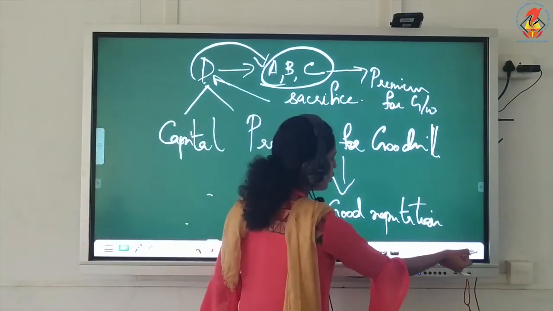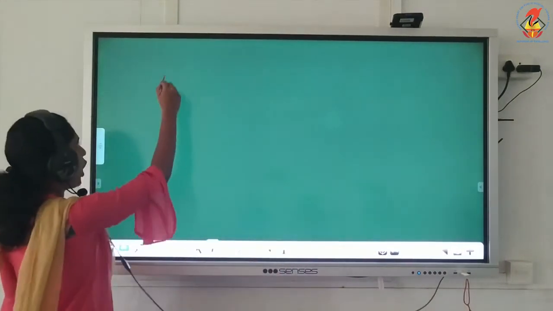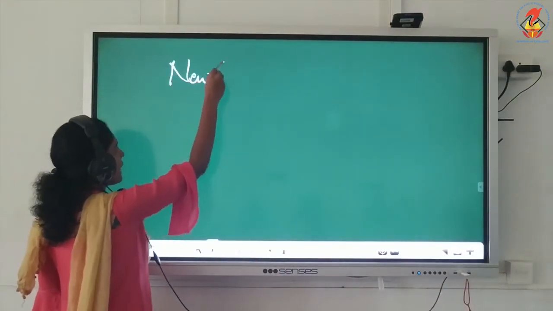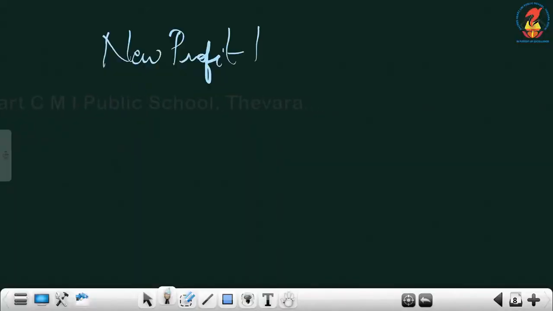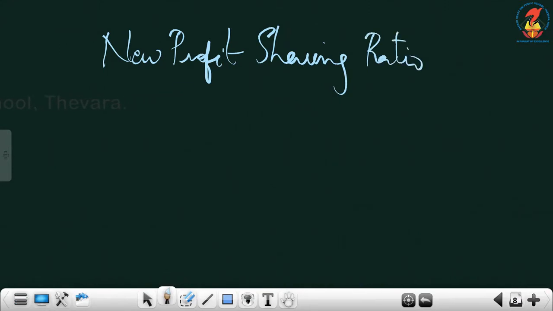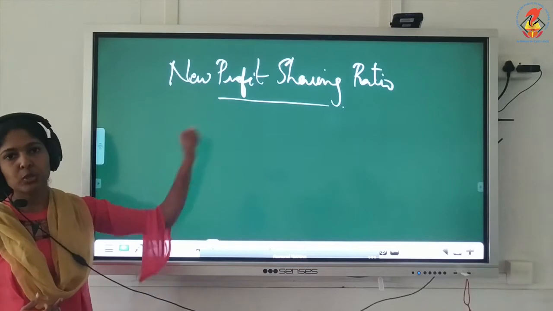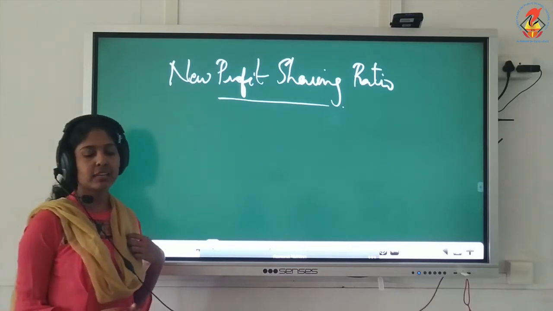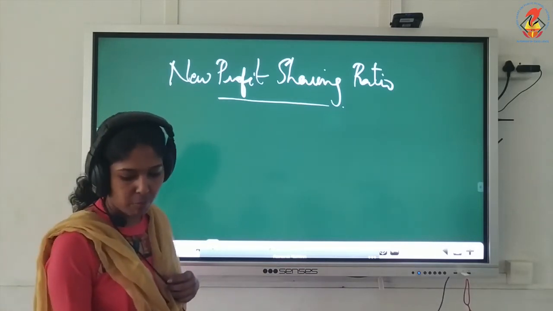Next, what we have to learn is computation of new profit sharing ratio. When a new partner is admitted into your firm, there will be a change in the profit sharing ratio. So, you have to compute the new profit sharing ratio. You will be getting problems based on computation of new profit sharing ratio. So, we will work out one problem.